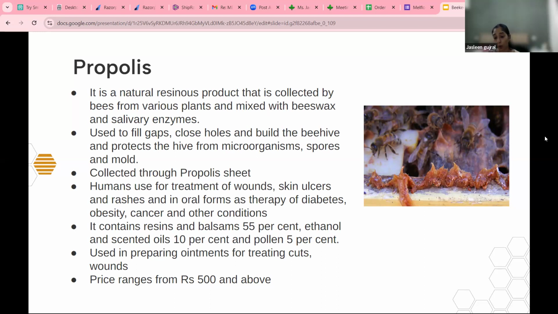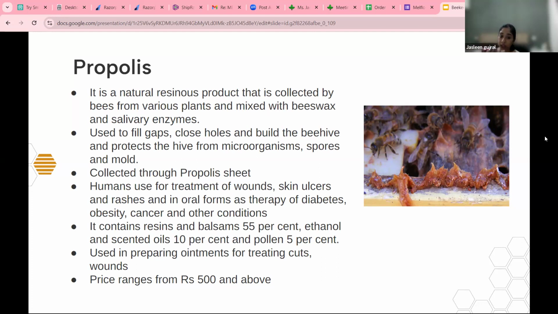Then we can collect the propolis through the propolis sheet. A propolis sheet is placed above the brood chamber, and whenever the bees cross that brood chamber, they leave the resin, the propolis, on top of it. The beekeeper can come the next day and see the sheet. If he's satisfied with the propolis, he can take it out and leave it to dry. Once it becomes hardened, you can just scrape it off.